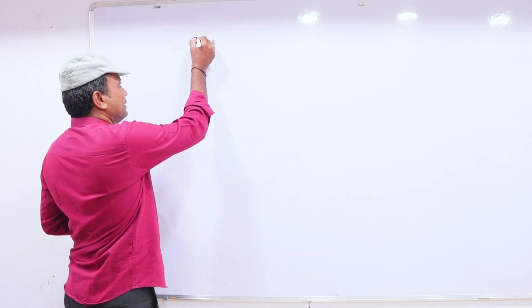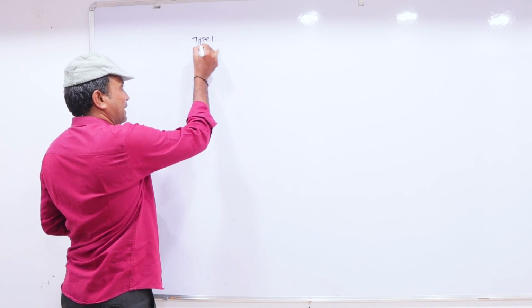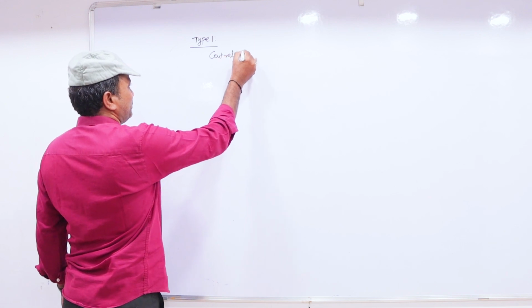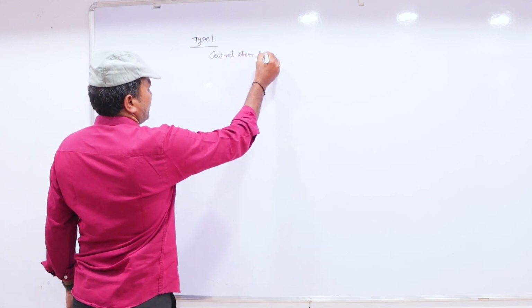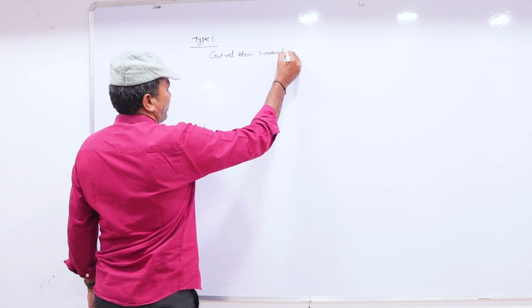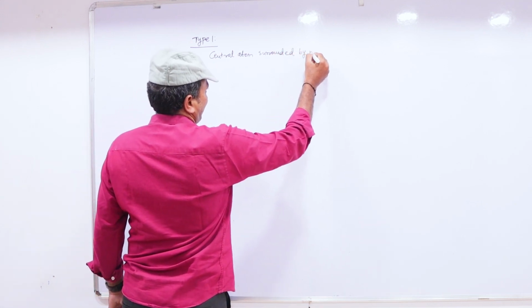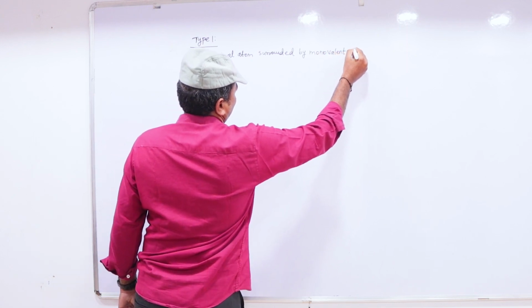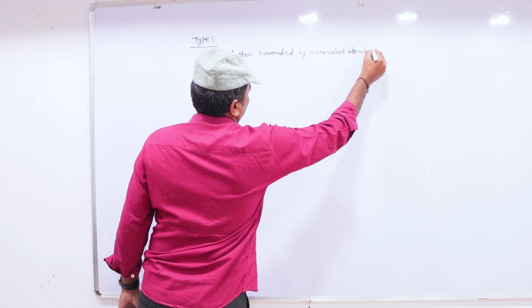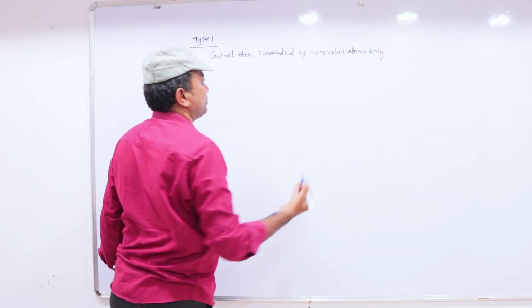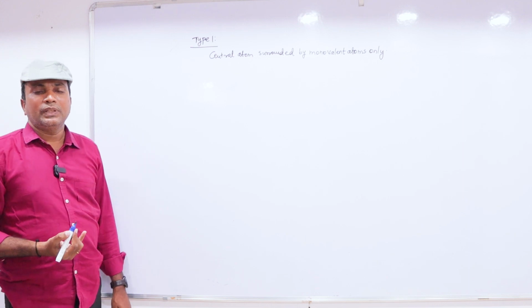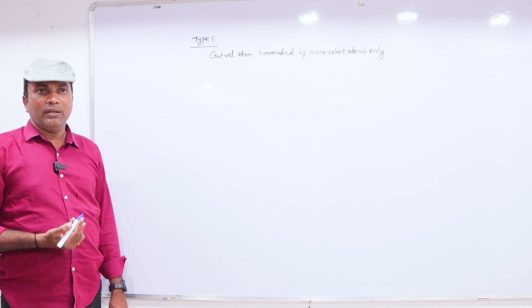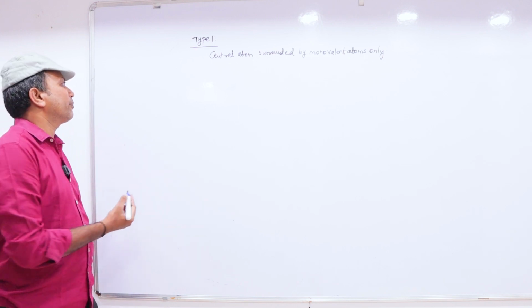So in that procedure, type 1: the central atom surrounded by monovalent atoms only.